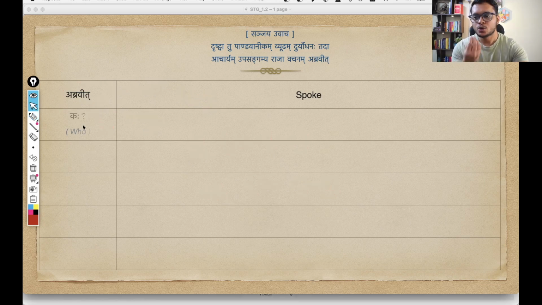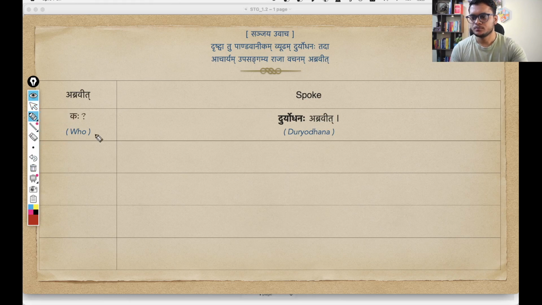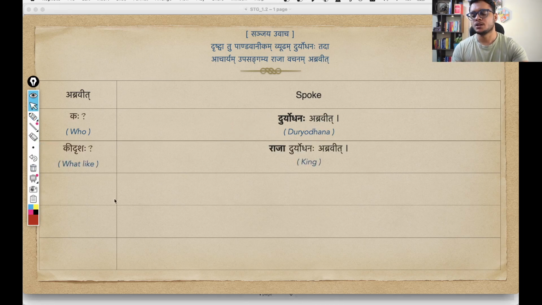Now, immediately the question pops up: who? So who spoke? Kaha is the pronoun for who. And the answer is Duryodhana Abravit. Duryodhana spoke. Duryodhana, you can see the base word is Duryodhana and it is in the first case. Why first case? Because he's the speaker here, the main character, the one who is doing the action. That's why it is in the first case, Prathama Vibhakti. So, Duryodhana Abravit.